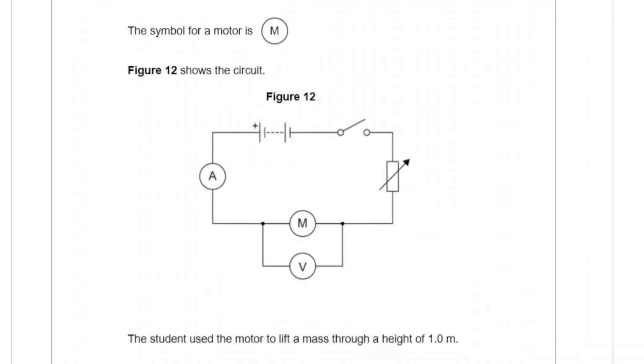So you have a series circuit with a battery, switch. This is a variable resistor. The motor, ammeter, voltmeter.